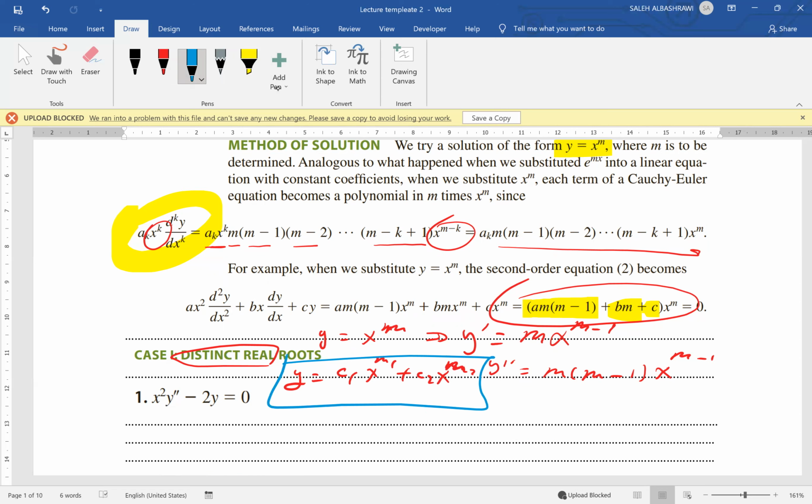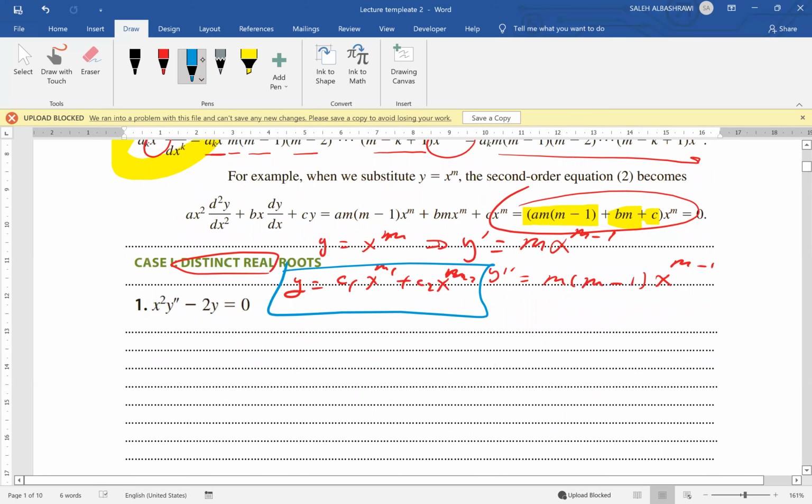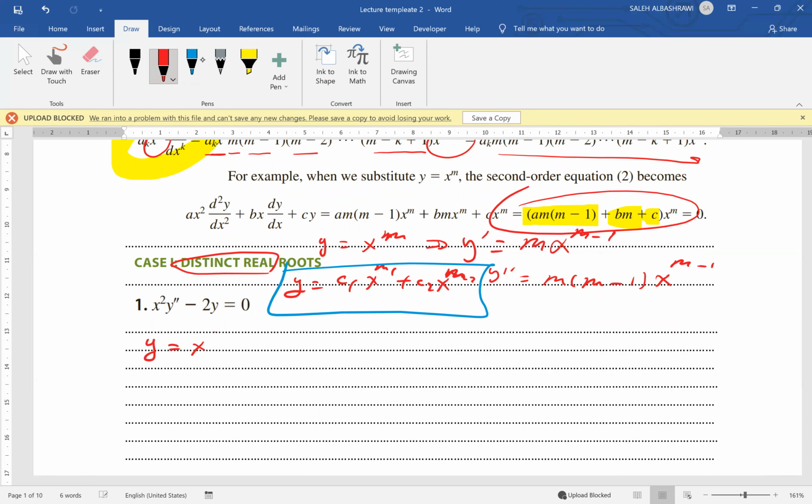For example, if we have this equation x squared y double prime, the second derivative of y, minus 2y equal to 0, let's try to find the solution for this equation. As we said, y is equal to x to power m. This will give me the first derivative equal to m x to power m minus 1, and the second derivative equal to m multiplied by m minus 1 times x to power m minus 2.